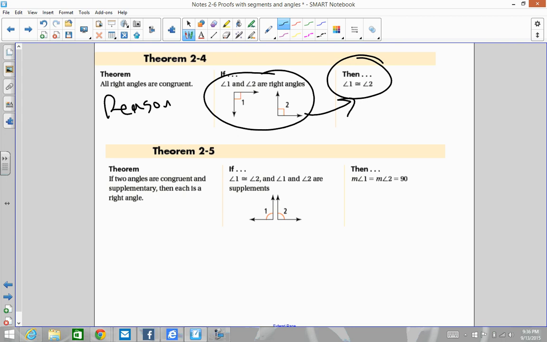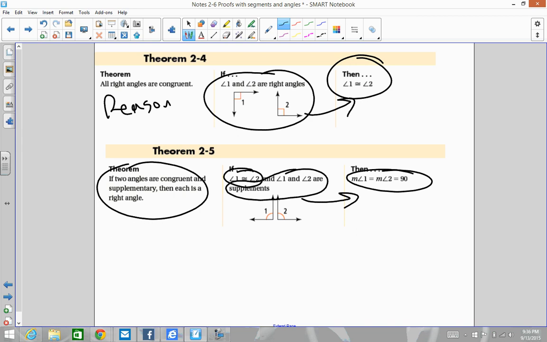So if we have two congruent angles, and those angles are supplements, then we can say that those two angles are 90 degrees. Okay, and this is my reason right here. These two theorems don't have names. Some theorems have names, some do not. So when they don't have a name, we have to remember what the theorem says and not the number.